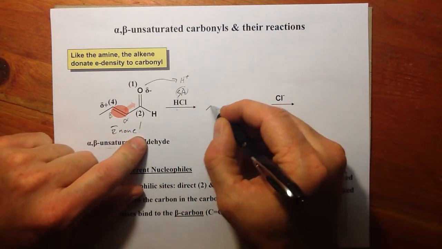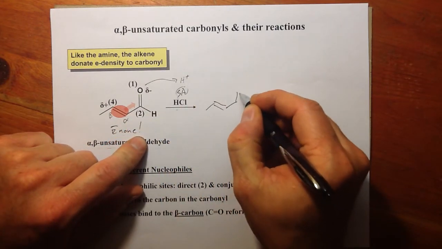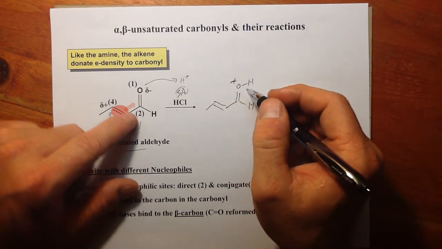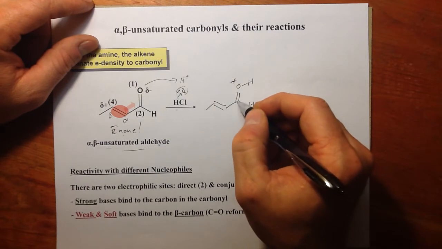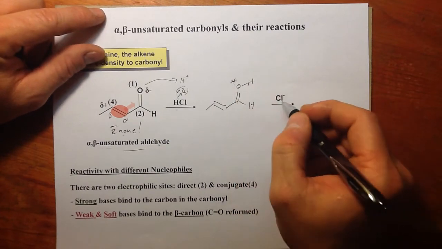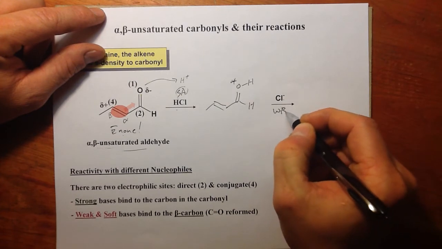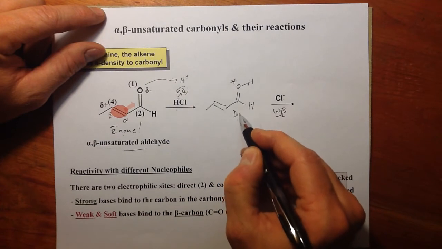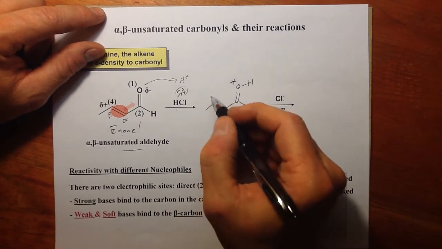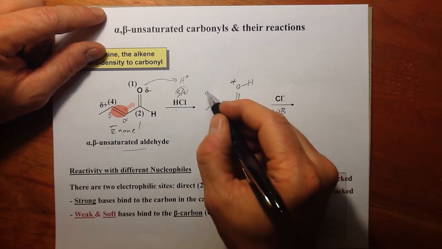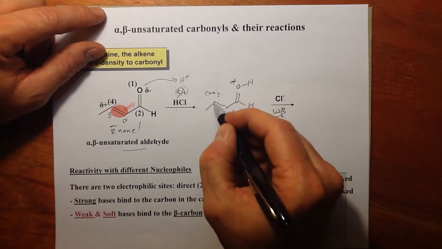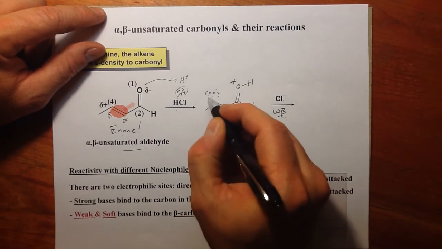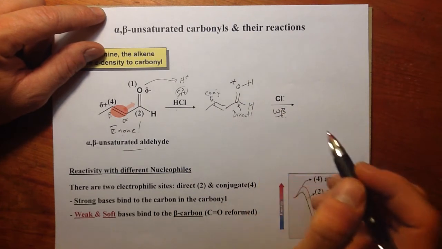So we know that we would protonate this oxygen. And if we did that, now we've jacked up the reactivity of the carbon here that shares this positive charge, so that the chloride, which is a weak base, could attack either this carbon here, this is called the direct position, or it could attack, because this positive charge by resonance is also expressed on this beta carbon. So we have two positions, the conjugate that we could attack and the direct position that we could attack.